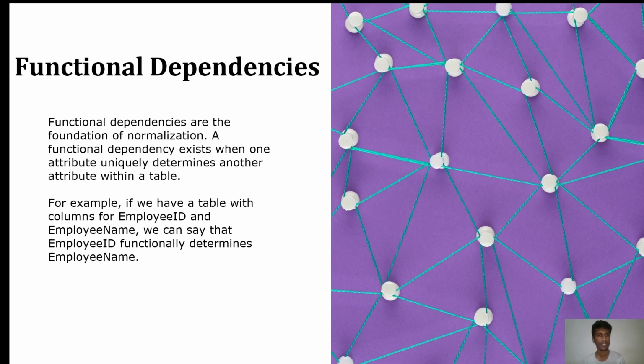Next, functional dependency. Functional dependency is the fundamental of normalization. A functional dependency exists when one attribute uniquely determines another attribute within the table. For example, if we have a table with columns for employee ID and employee name, we can say that the employee ID functionally determines the employee name. In the employee table, there is a column of employee ID and employee name. The employee ID determines the employee name column.